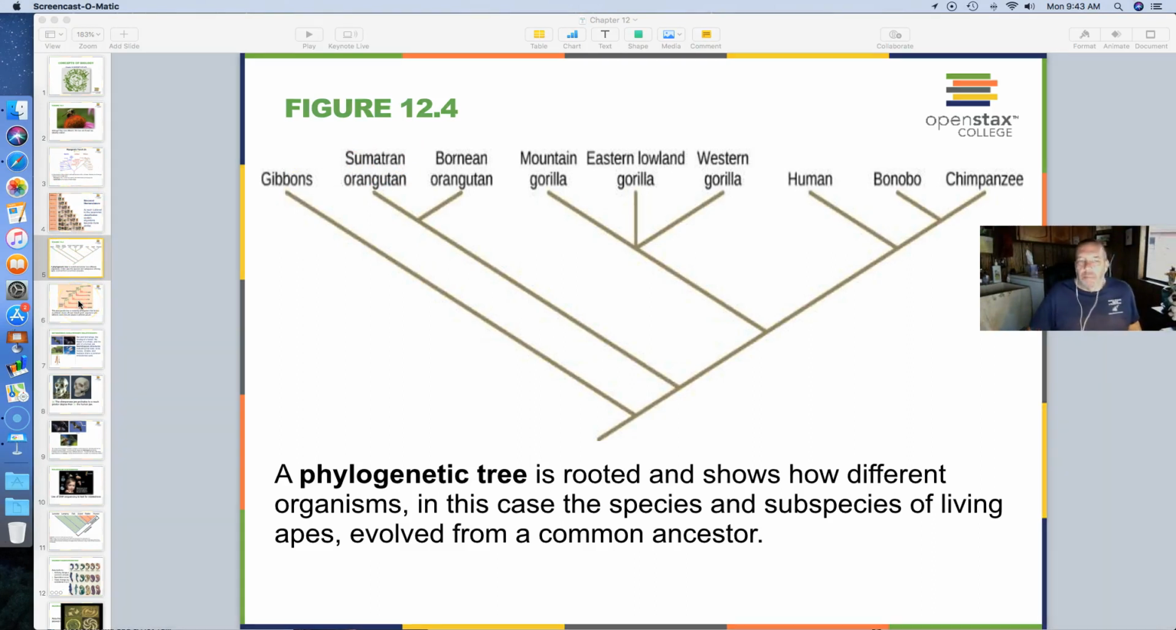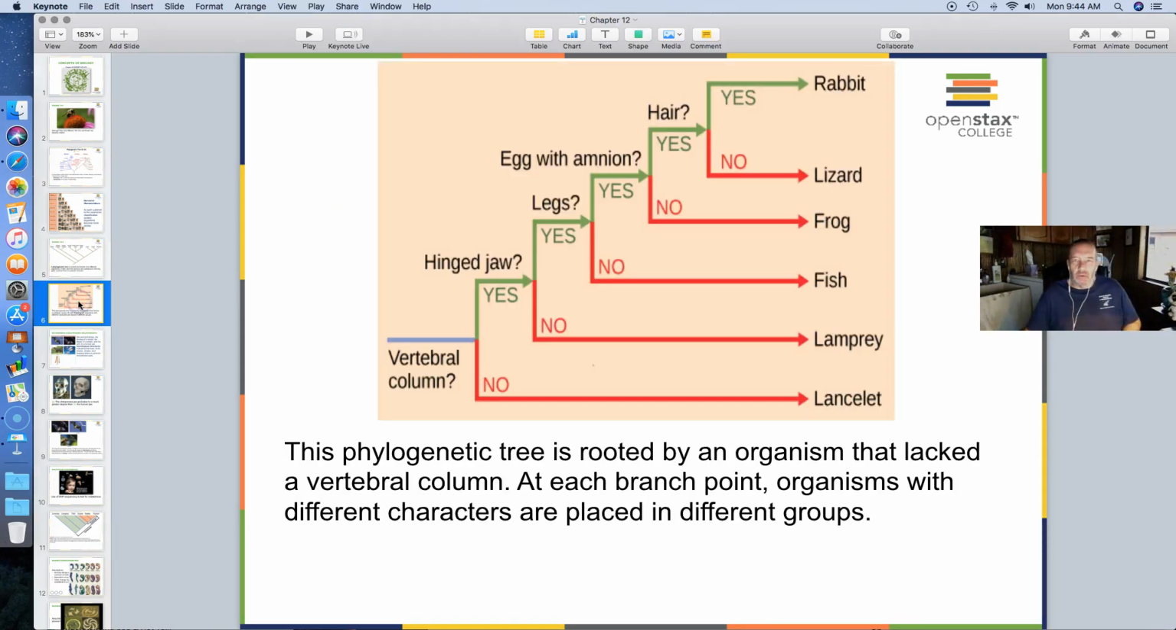So again, we always say a picture's worth 1,000 words, and so having these visuals is just a good way to see relatedness. We also could look at these trees almost like a key, to ask a series of yes or no questions to look at characteristics that define various groups.